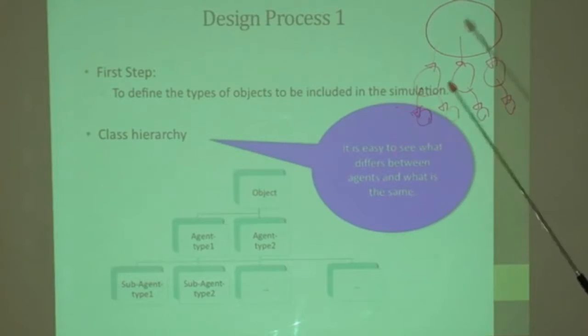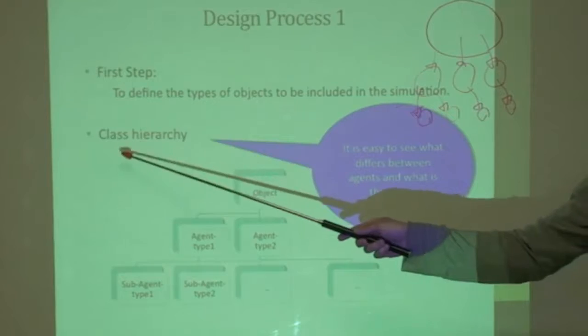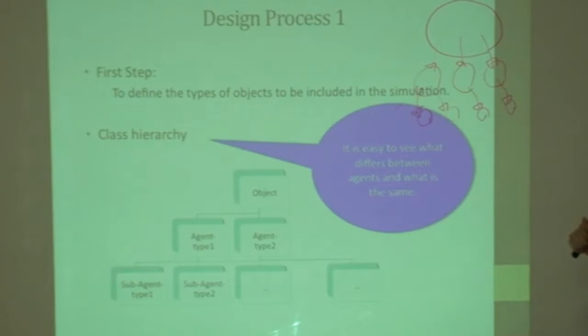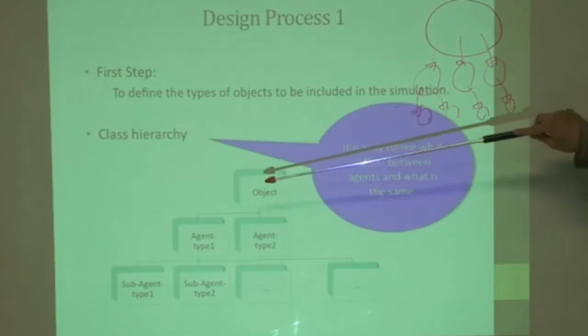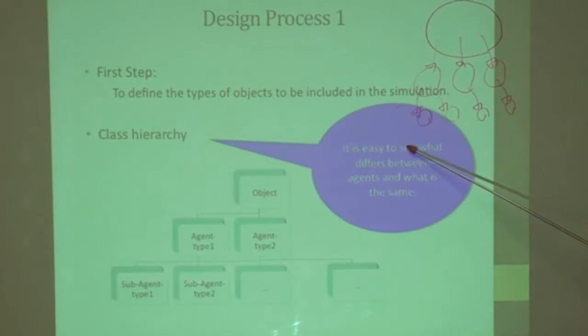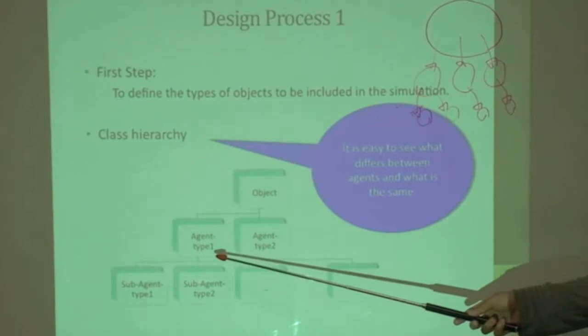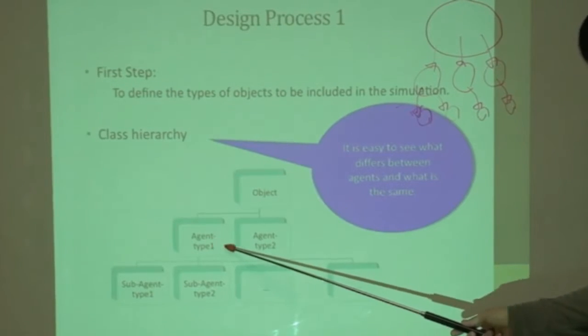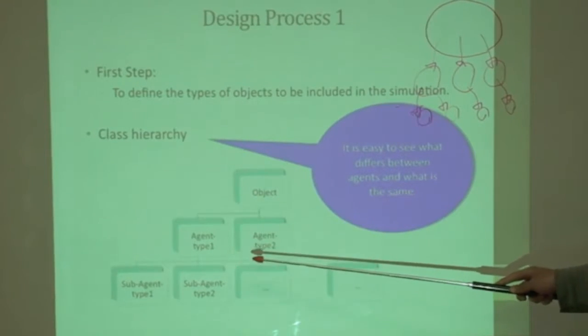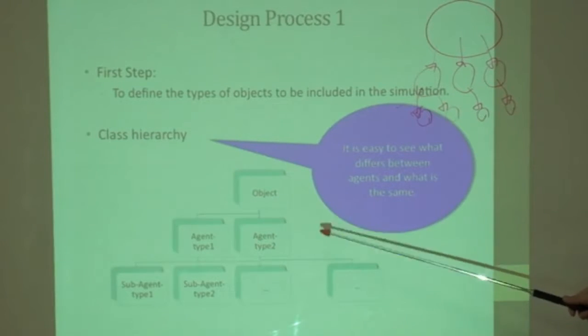It is useful to do this first step by using a class hierarchy. Class hierarchy is this image. This is an object, or we can say a class, and it is easy to see what differs between agents and what is the same. The object or class will be agent, representing individuals or organizations. But we can use this agent as non-animal, like input or obstacle.